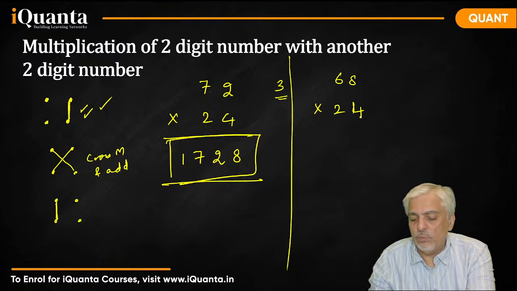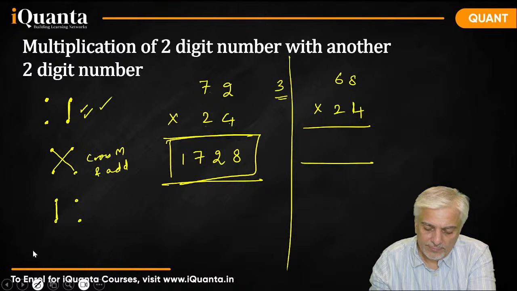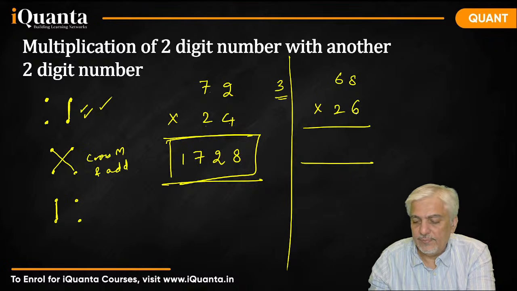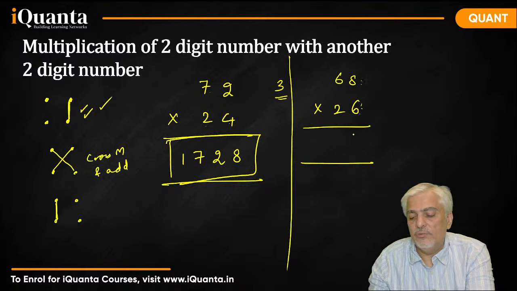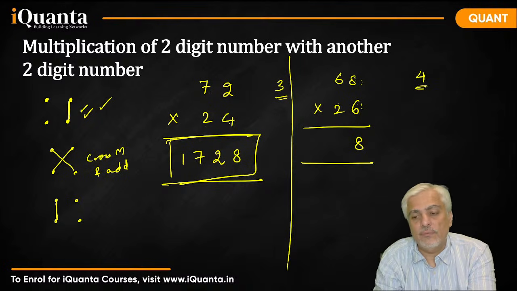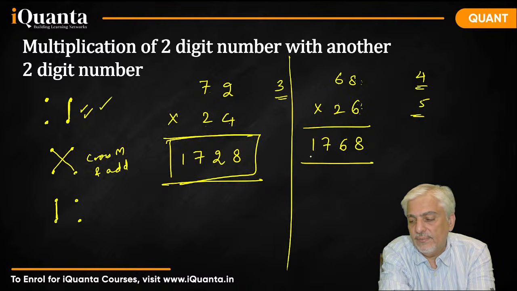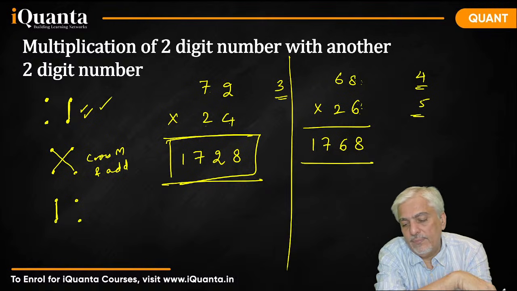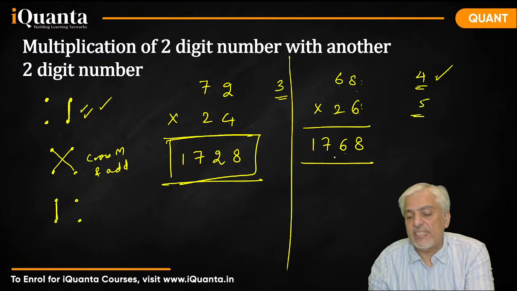68 multiplied by 24 again चलो, या 26 लेते, वापस 4 क्यों लेंगे, 26. 6 8s are step 1, 6 8s are 48, 4 carry, 36 plus 16 is 52, 52 plus the 4, 56, 5 carry, 2 6s are 12, 12 plus 5, 17. Go through it once more carefully. 6 8s are 48, 4 carry, 36 plus 16, 52, 52 plus 4, 56, 5 carry, 12 plus 5, 17, 1768.